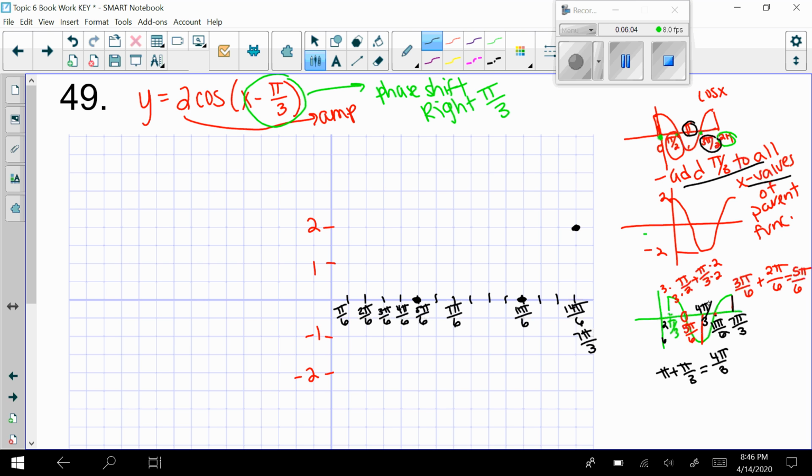Our minimum was 4 pi over 3, right? So 4 pi over 3, if I want that in terms of pi over 6, I multiply top and bottom by 2, that's going to be 8 pi over 6. It's the same thing. So right here is where our minimum is going to be, 8 pi over 6, which is down at -2. And then obviously this is your pi over 3, which gets reduced.